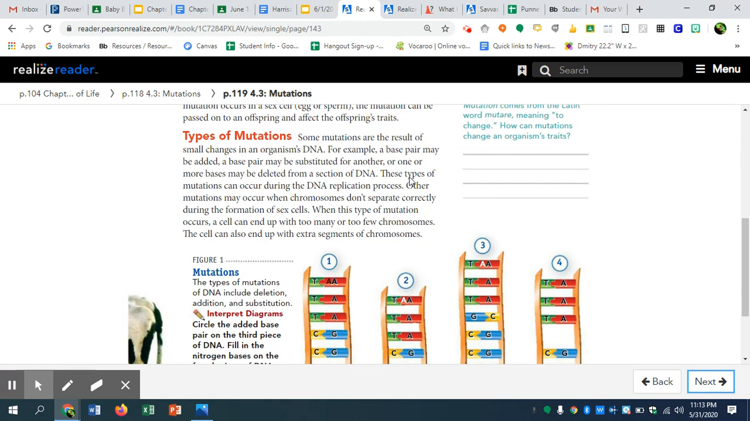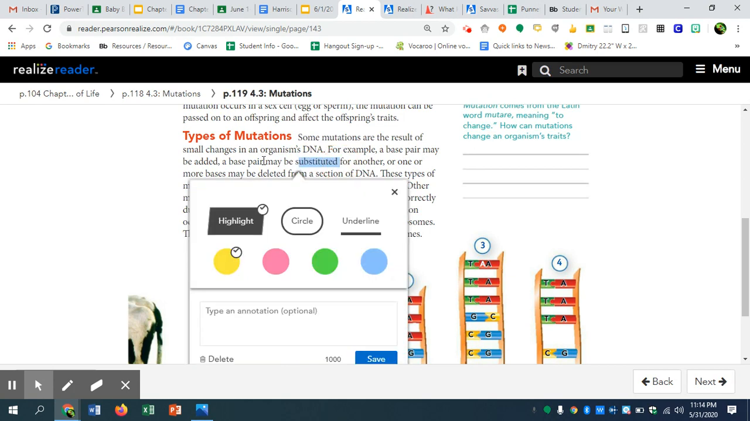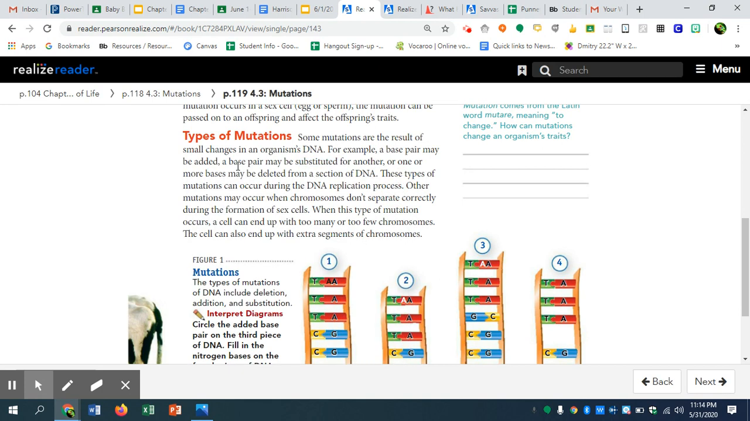Okay, so let's talk about different types of mutations. The quiz at the end of the week, you'll need to know all of this stuff. So different kinds of mutations. Okay, we have substitution, where one base pair is substituted. It's different from what the original code should be.